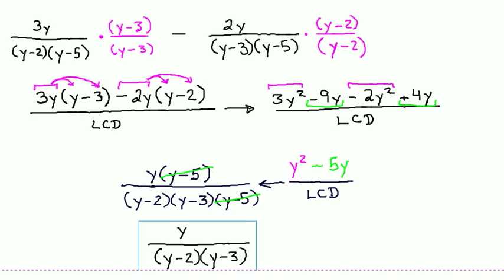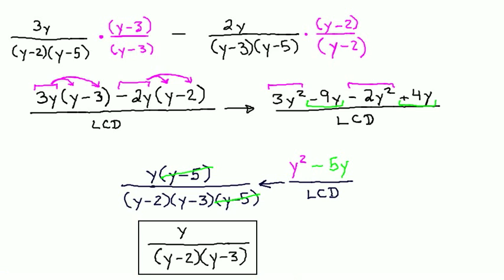Conceptually, this isn't any more difficult than any of the other subtraction of rational expressions that we've done so far. However, there are lots of opportunities to make mistakes, either sign errors or cancellation errors, and those little things are what make this problem difficult.